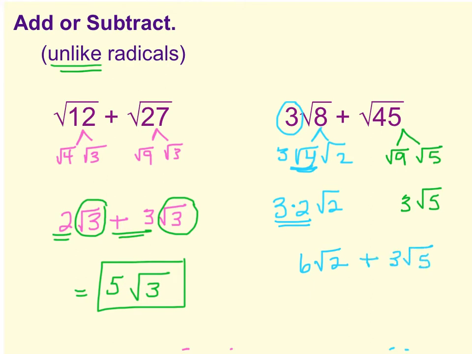Now that everything's simplified, do we have like terms? And in this example, we do not have like terms. So that just means that this is our final answer. We cannot put those together because the square roots are not the same. So they're not like terms.